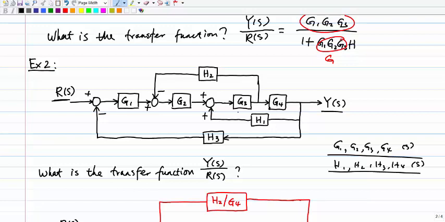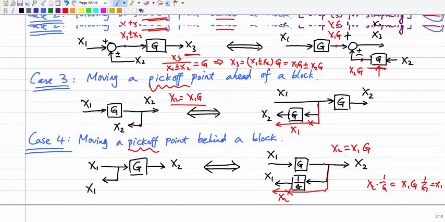So the reason I start with this block: is there any way we can move this one to the right hand side? The reason I want to do that is because then I can do a cascade, and then I can do the loop, right? So one idea is to move this one to the right hand side, for case 2.